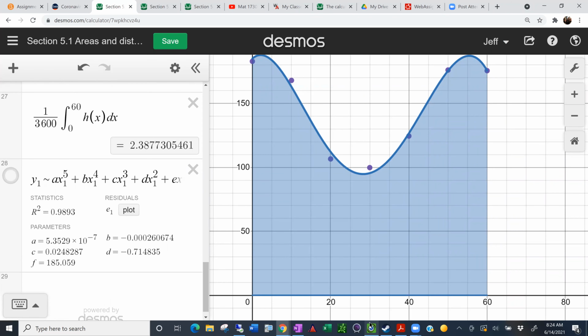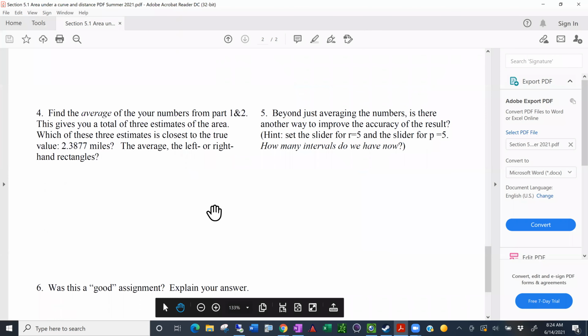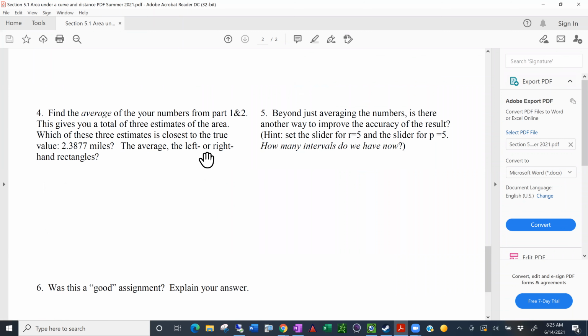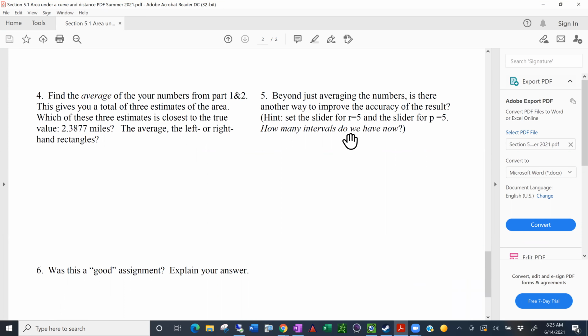And I want you to compare things to the true answer and see which method was the best. The left-hand endpoint, the right-hand endpoint, or the average. So there's 3 estimates you should come up with. Which one of them is actually the closest? Then think a little bit beyond this assignment and say, well, how could you improve that estimate? And I gave you a hint when I set both sliders to 5.